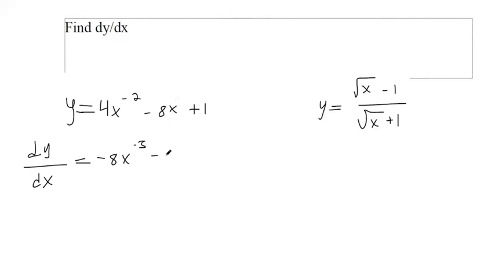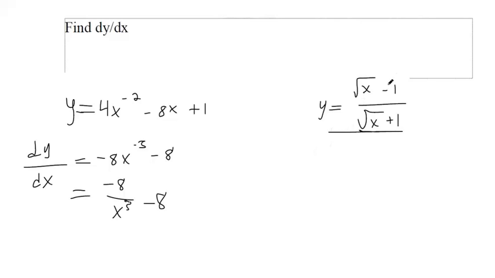The 1 comes down and multiplies. Then it gets reduced by 1. So a power of 1 getting reduced by 1 brings us to x to the 0 power. In other words, just 1. So the derivative of 8x is 8. And the derivative of a constant is nothing. That's it. We're done. You could rewrite it like this if you don't want negative exponents. But same thing, though. Okay.